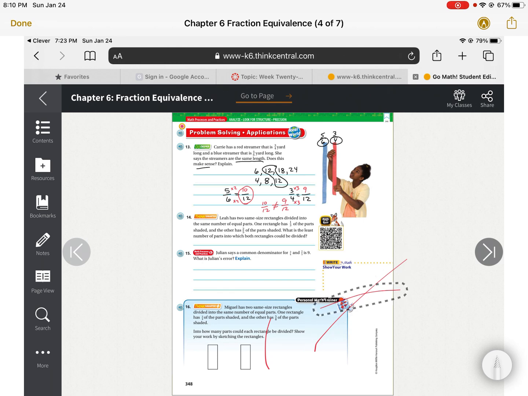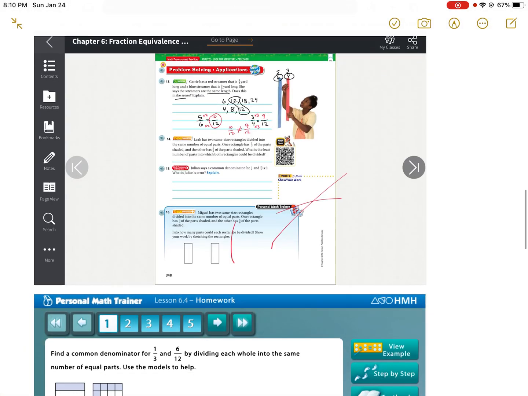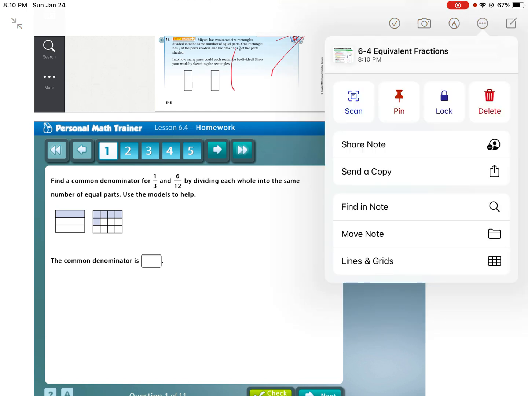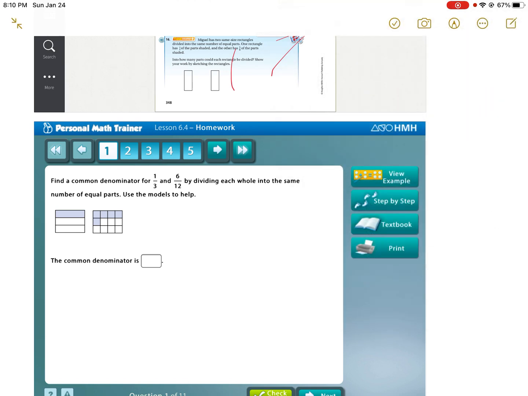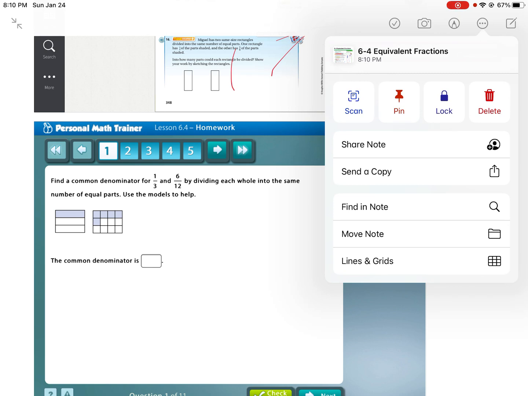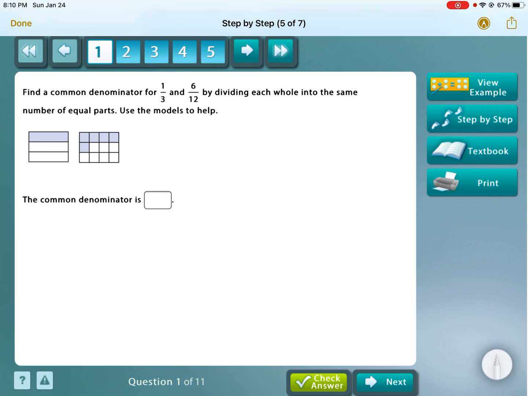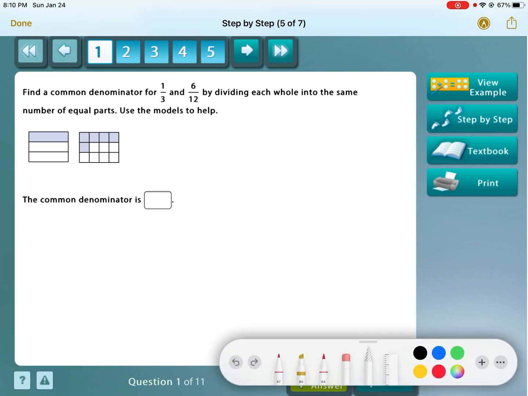I took a screenshot, if I can get to it. There we go. Of a couple of your Go Math problems. So this is what your first couple are going to look like. First one looks like this. None of the others are just like it.